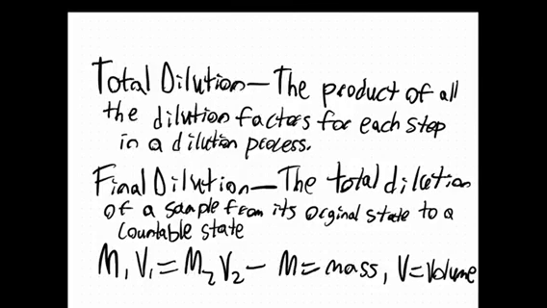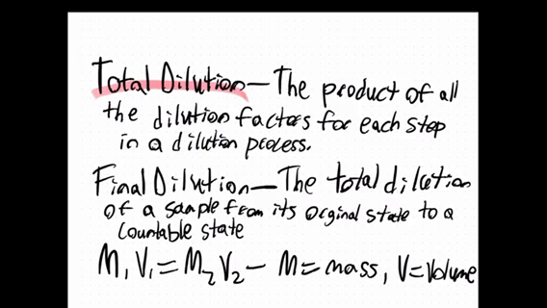To start off with our CO dilution and M1V1 equals M2V2 video, I want to explain a couple of vocab terms that people might not know that are essential for what we will be doing. So our total dilution is our first one. It's the product of the dilution factors for each step in the dilution process.